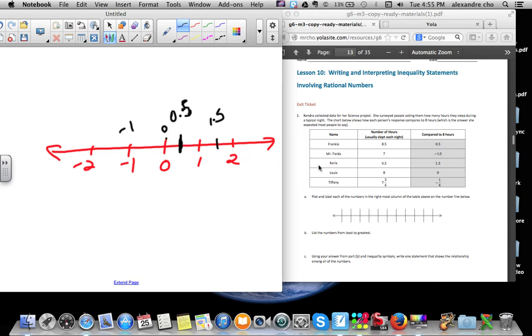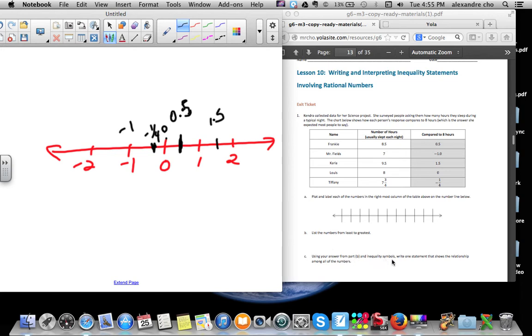And finally, Tiffany sleeps 7.75 of an hour, so she's down a quarter, or 15 minutes. So that's her, negative 1/4, right here. Okay, so in order, the smallest number is the number to your left, negative 1, and then negative 1/4, then 0, then 0.5, and 1.5. And I did letter B.